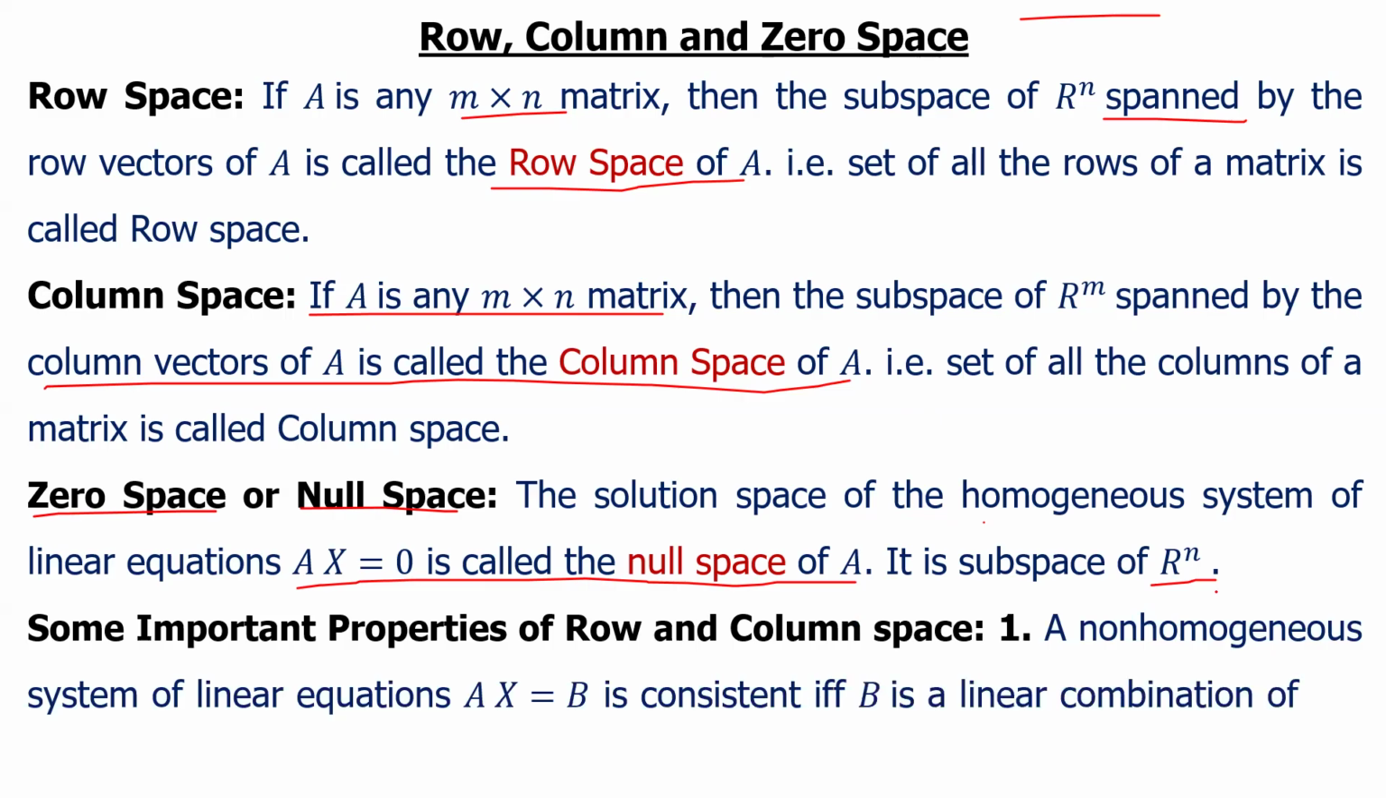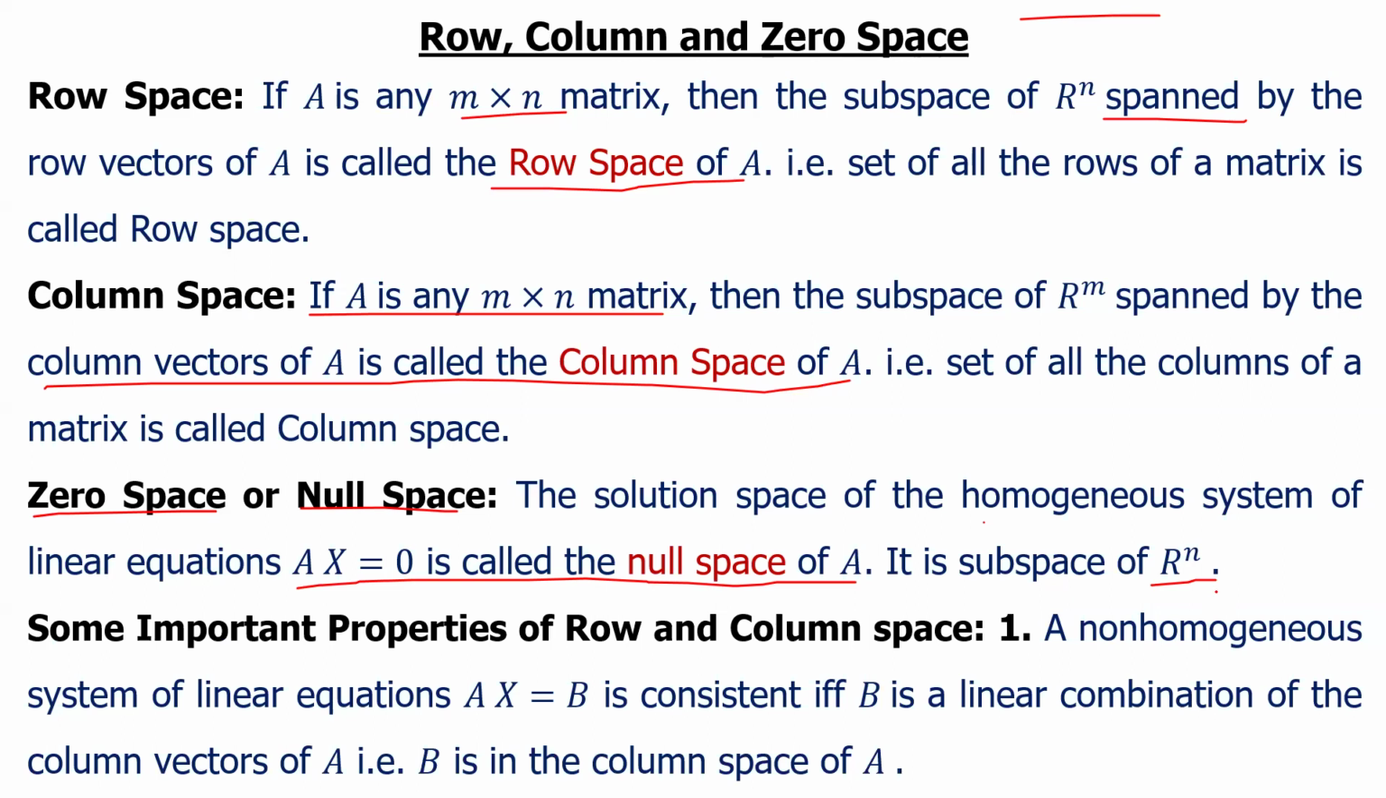Some important properties of row and column space. A non-homogeneous system of linear equations Ax equal to B is consistent if and only if B is a linear combination of the column vectors of A, that is, B is in the column space of A.